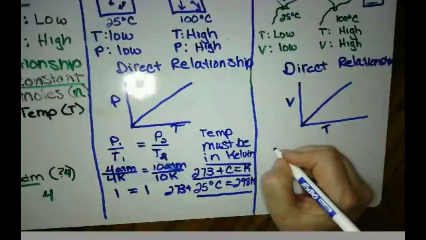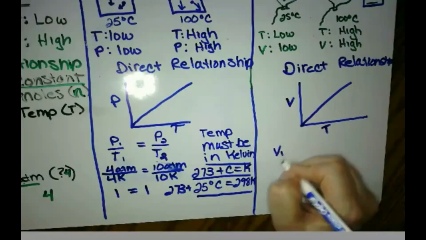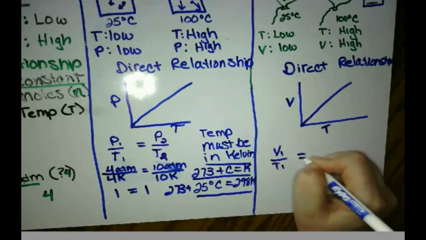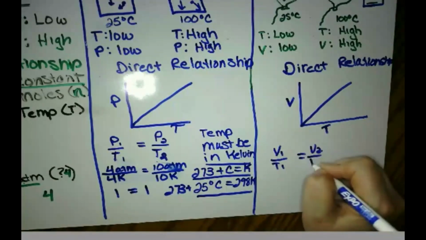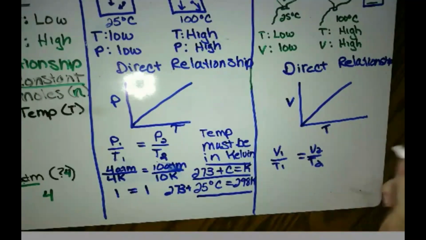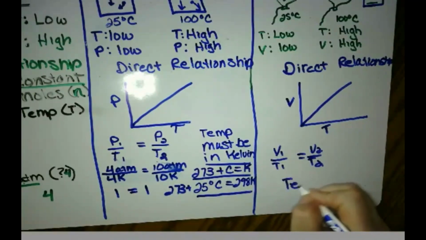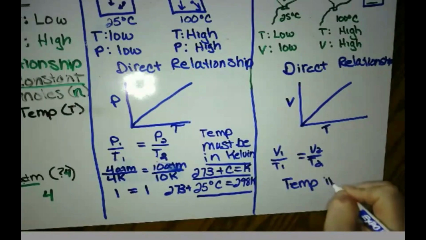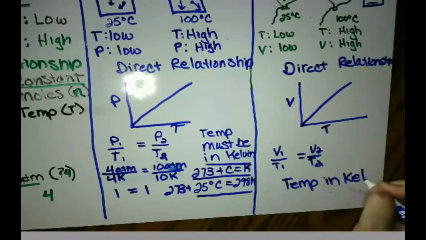So we have volume 1 over temperature 1 equals volume 2 over temperature 2. That's the math. And temperature has to be in Kelvin. Temperature in Kelvin. You have to do this conversion.